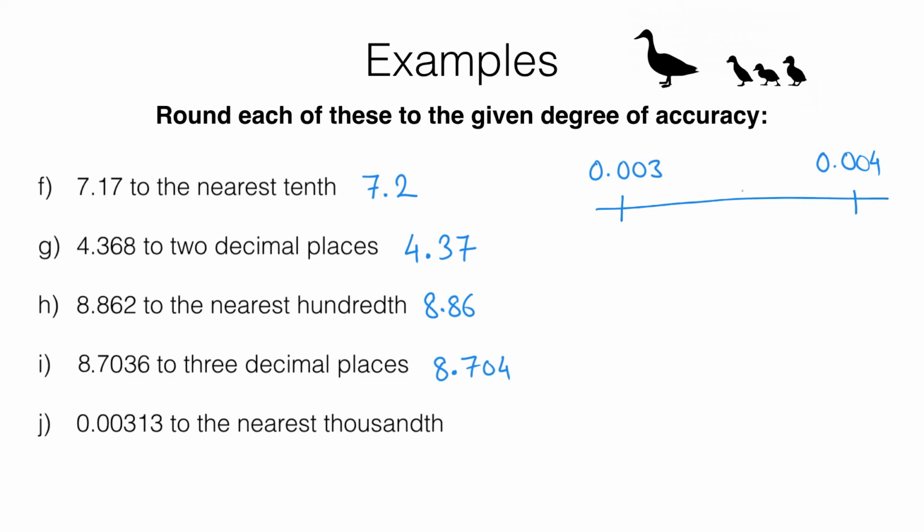The halfway point here is 0.0035. And we can see that 0.00313 is less than 0.0035 because this 1 is less than the 5. So 0.00313 is somewhere to the left of the midpoint, which means it is closer to 0.003. And there is our answer.